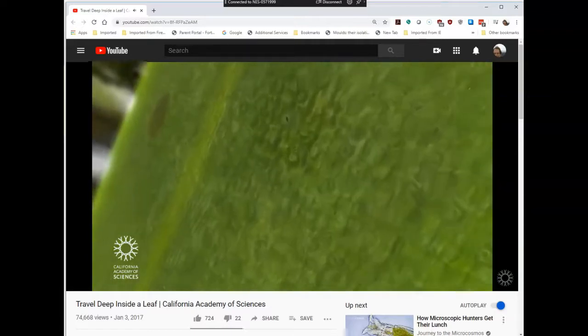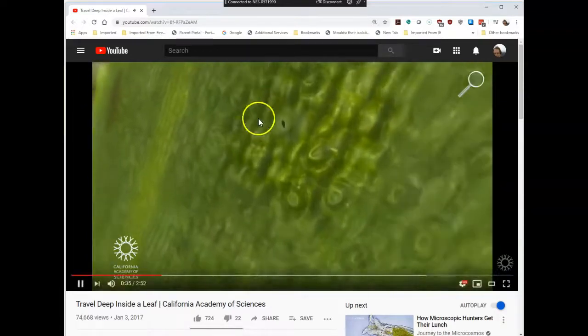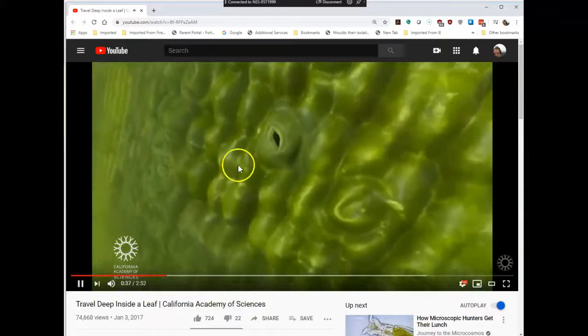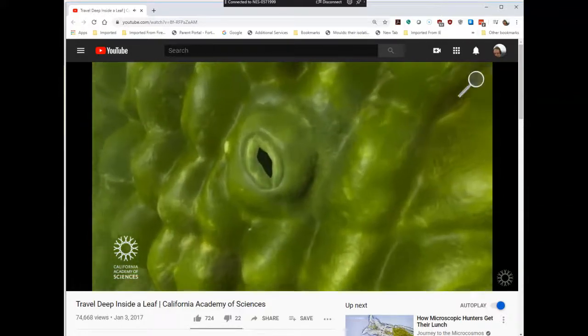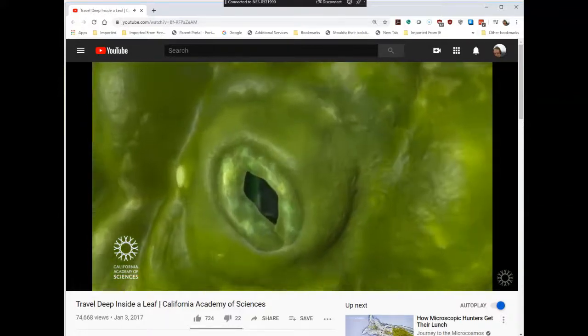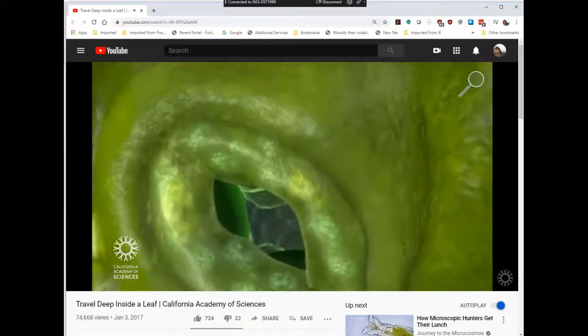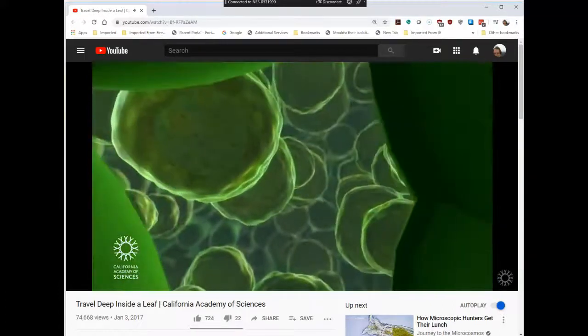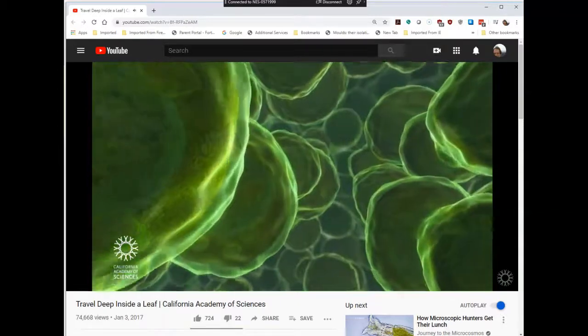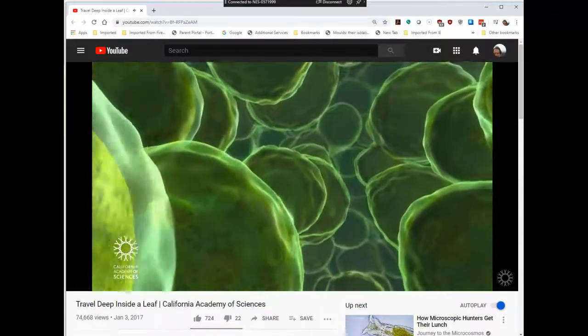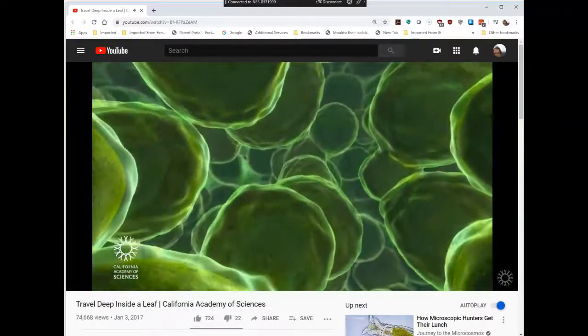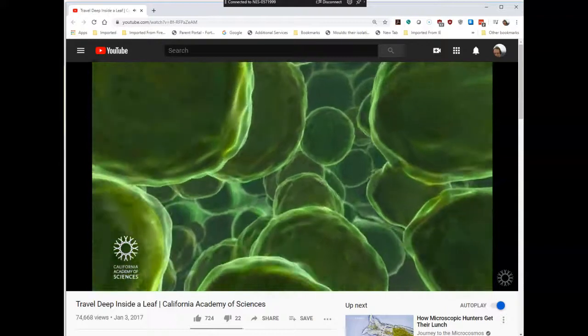Notice the stomata start becoming apparent right here as we get closer and closer. There is one stoma of many stomata. Now we're looking at the spongy mesophyll of the leaf. That is the permeable interior space of a leaf, which is air-filled, if you weren't aware of that.